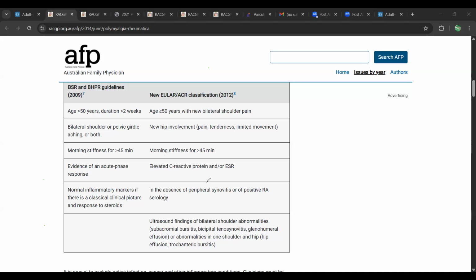And CRP and ESR are elevated. Absence of peripheral synovitis or positive rheumatoid arthritis serology, and then some ultrasounds can find it. So bursitis, tenosynovitis, glenohumeral effusions, right? If they give you glenohumeral effusions, just go through the rest of the history. Is it bilateral, symmetrical, above 50 years, progressive, all of that, so that you can differentiate between adhesive capsulitis and polymyalgia rheumatica, right?